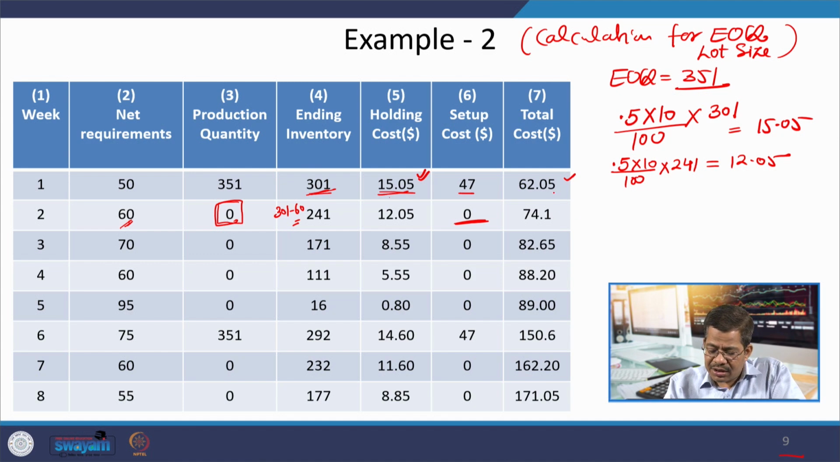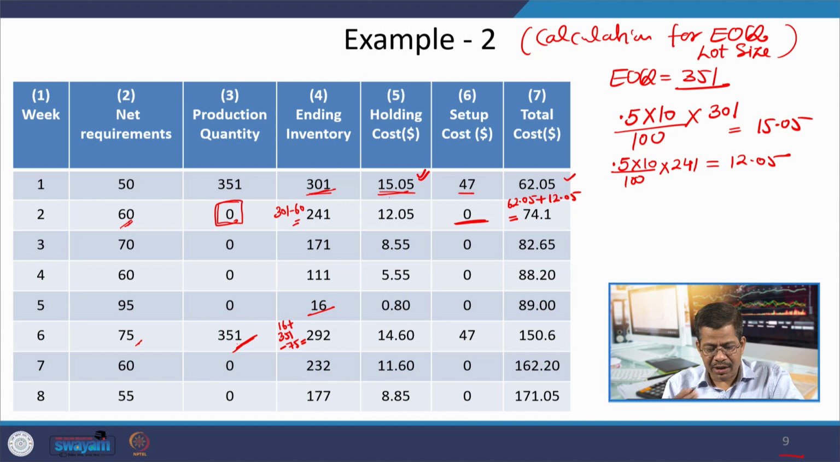So, your 62.05 plus 12.05 gives you the total cost of 74.1 and so on. Now, when you are finally at this level of ending inventory 16 and in the sixth period when you are requiring 75 units, you will do another production of 351 units and out of 351 you have consumed 75, 16 were before you. So, in fact, this is 16 plus 351 minus 75 equals 292.